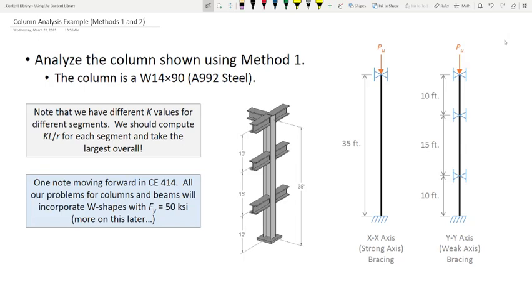Now this column is going to be a 14 by 90, A992 steel. We are going to compute the capacity of this column, and I say using method 1. Method 1 and method 2 are just my names for it. Really, that's just using the equations. So I'll give everybody a sec to copy this down. We'll get into it.